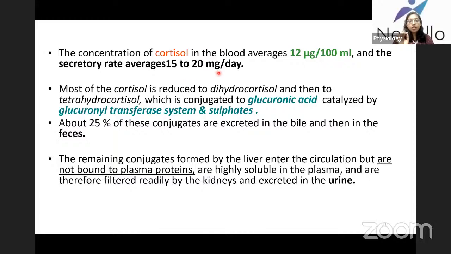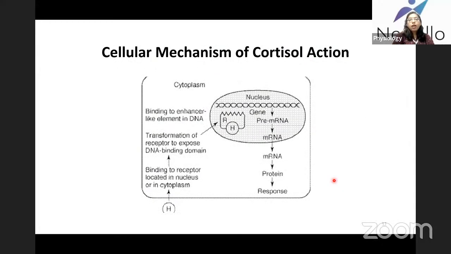This is the entire metabolism. How it is further metabolized: most of the cortisol is reduced into dihydrocortisol and then into tetrahydrocortisol, which is conjugated to glucuronic acid, catalyzed by the glucuronyl transferase system and sulfatase. 25% of this is excreted in bile and the rest in the feces, and some amount is excreted in the urine. So this is a little bit about the transport, metabolism, and excretion of the glucocorticoids. Now coming to the cellular action of cortisol.